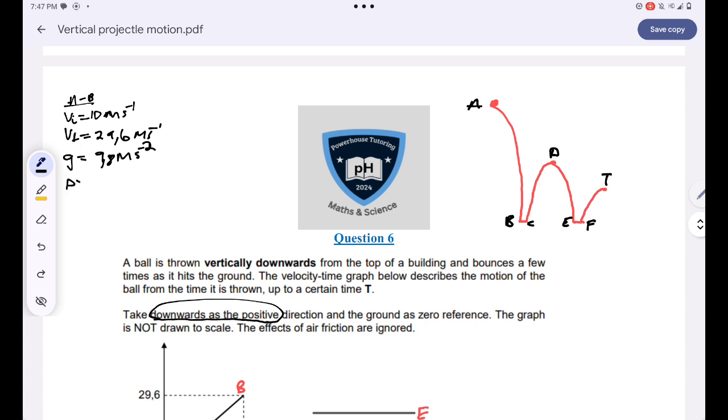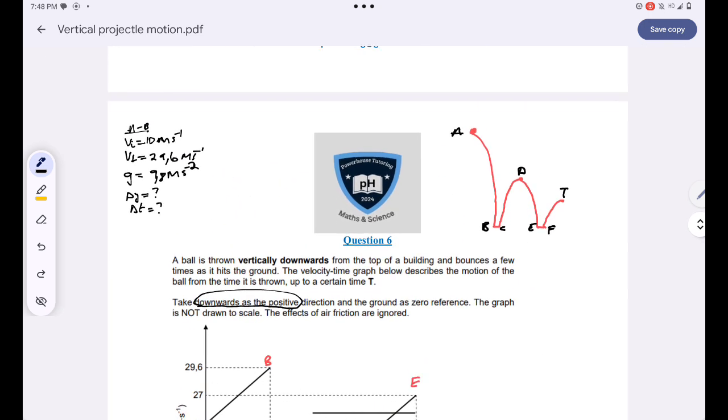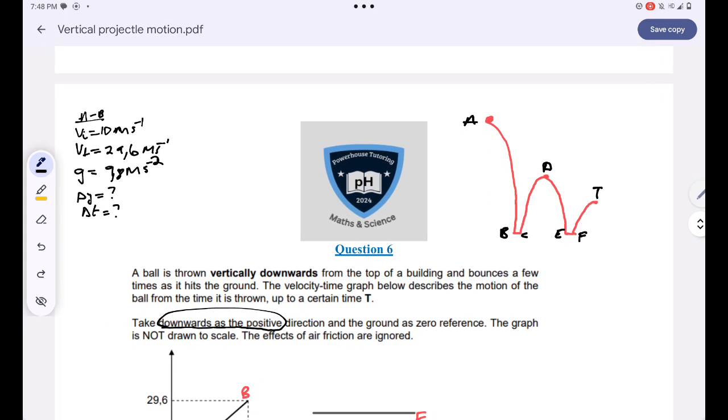I want to find out delta y. I don't know the time. So for me to find the height of the building, I must simply refrain from using any equation that has time. The only equation that does not have time is the second equation. Are you together?